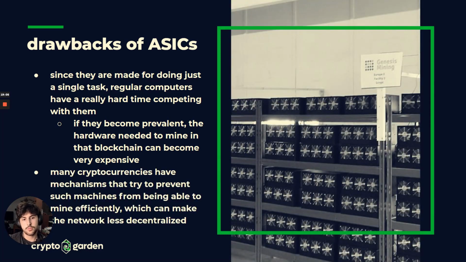Many cryptocurrencies then have mechanisms that try to prevent such machines from being able to mine efficiently, which can make the network less decentralized. So if anyone can, with their own PC, mine that cryptocurrency and turn a little bit of a profit, then the network is very spread throughout the world. And if a country decides to, for example, China, as we've all seen, if a country decides to shut down Bitcoin mining, then it doesn't have a big impact on the network.